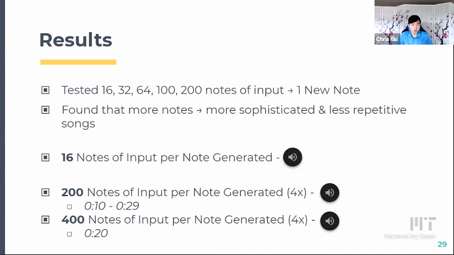So in terms of experimenting, we tested the model using several different numbers of input nodes to generate a new note. And we found a correlation between that hyperparameter and the sophistication of the generated music. I'll now play some snippets of the music produced from the WaveNet model.